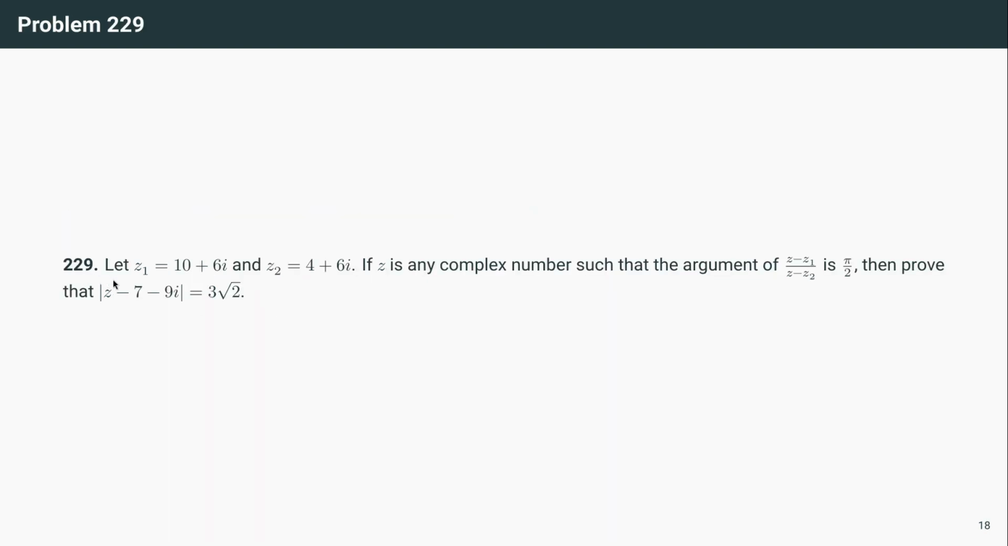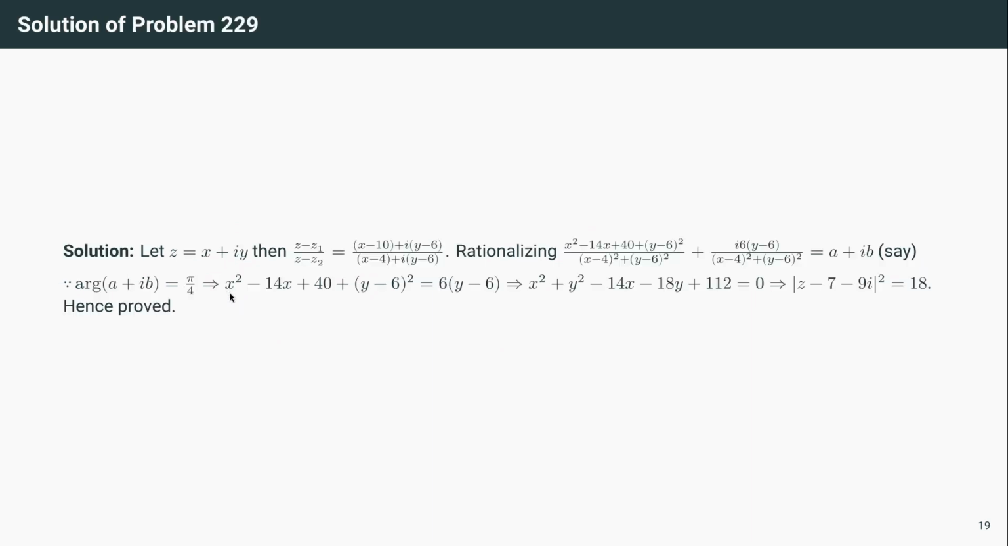Question 229 says that let z1 is equal to 10 plus 6i and z2 is equal to 4 plus 6i. If z is any complex number such that argument of (z minus z1) by (z minus z2) is pi by 2, then prove that mod of z minus 7 minus 9i is equal to 3 into square root of 2.